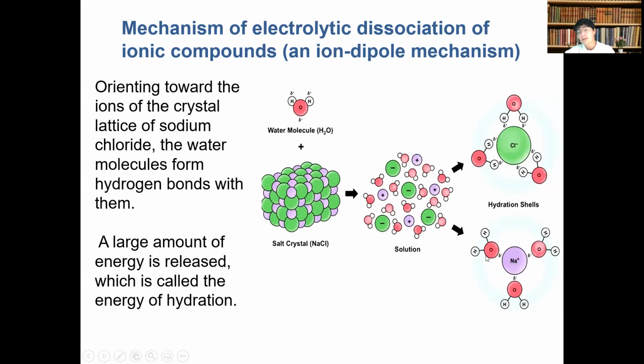And in this orientation, the dipoles of water orient towards the ions of the crystal lattice of sodium chloride, and the water molecules form hydrogen bonds with them. I hope you remember about types of bonds, hydrogen bonds. A large amount of energy is released, which is called the energy of hydration.